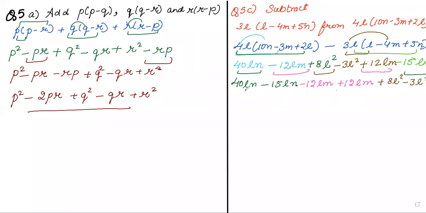40 LN minus 15 LN is equals to, yes, type your answer in chat box. 40 minus 15 is 25, very good, 25 LN. Now minus 12 plus 12 is 0, plus 0. Put the sign of plus as it is. 8L square minus 3L square is 8 minus 3 is 5. So 5L square. On solving this, we get 25 LN plus 5L square. Any doubt in this question?